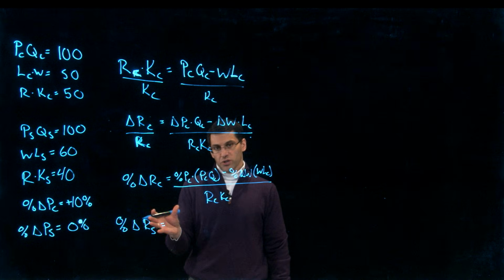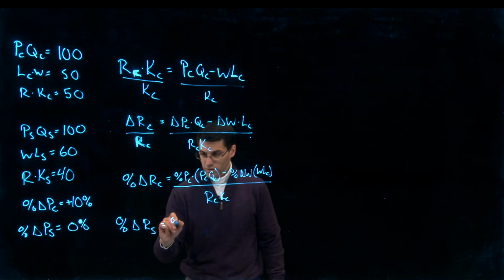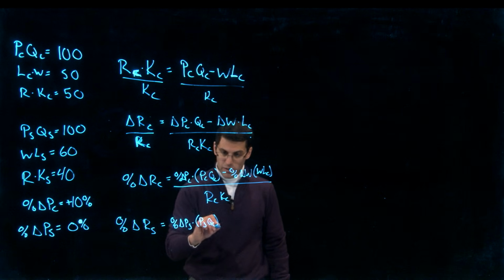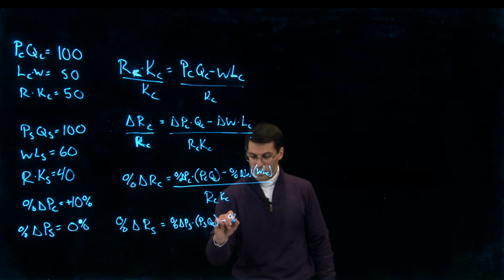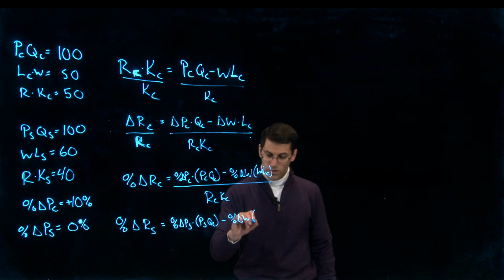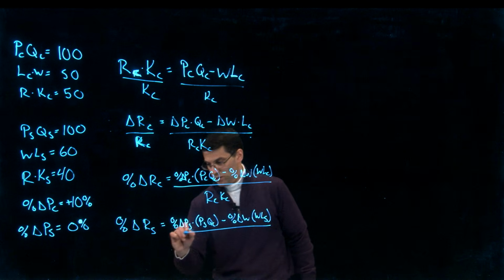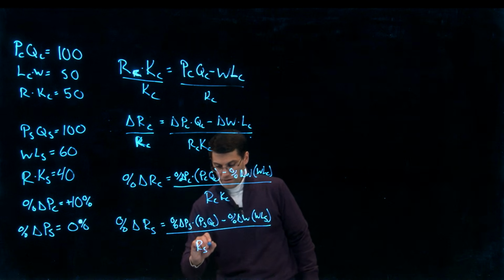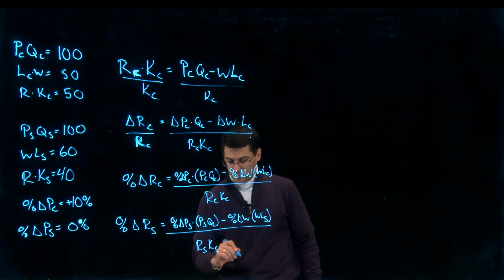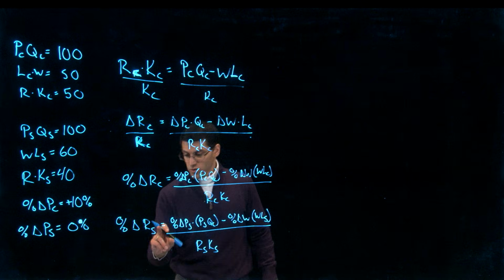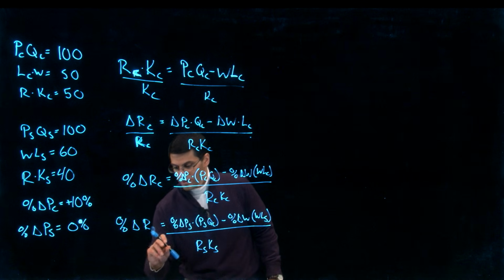Well, same thing, you can work through the same steps and you'd have a similar expression for the shoe sector. The percent change in the price of shoes times revenue in the shoe sector minus the percent change in the wage rate times wages paid to labor in the shoe sector, all divided by RSKS.